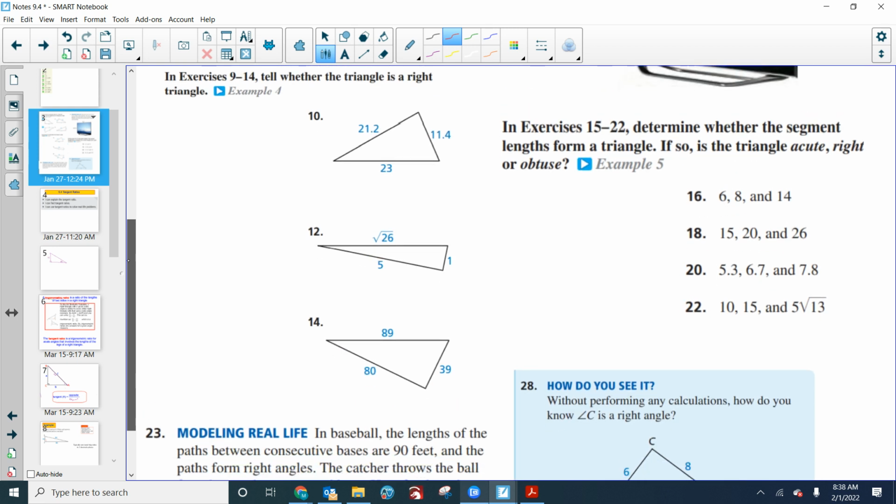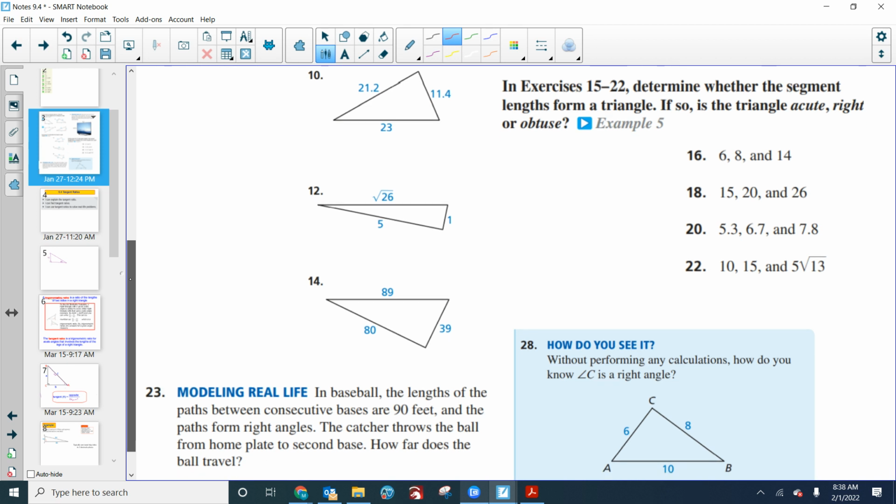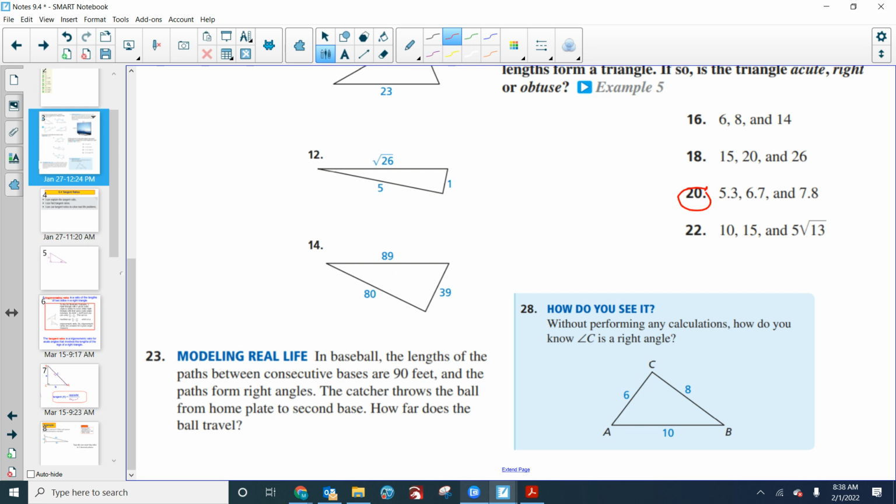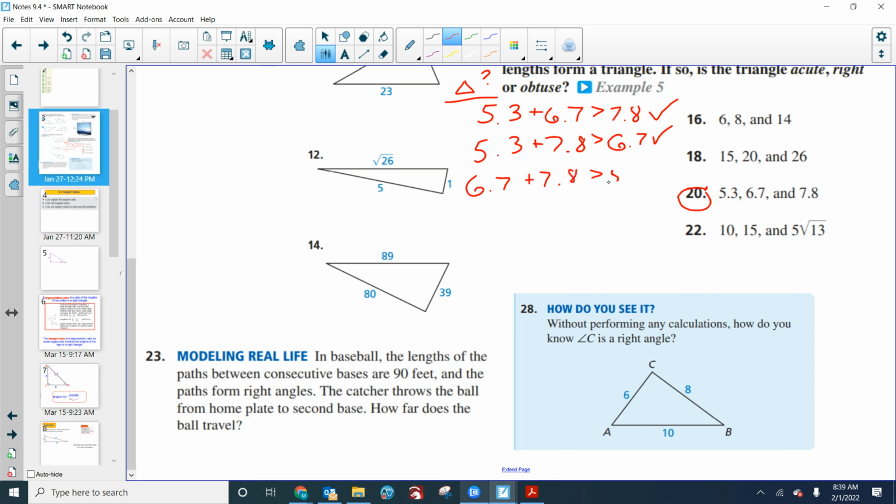Thank you. Determine whether the segment lengths form a triangle. If so, is the triangle acute, right, or obtuse? So, 20. We have to check: is it a triangle, yes or no? Is 5.3 plus 6.7 greater than 7.8? Check. Is 5.3 plus 7.8 greater than 6.7? Check. And is 6.7 plus 7.8 greater than 5.3? Check. So yes to a triangle.